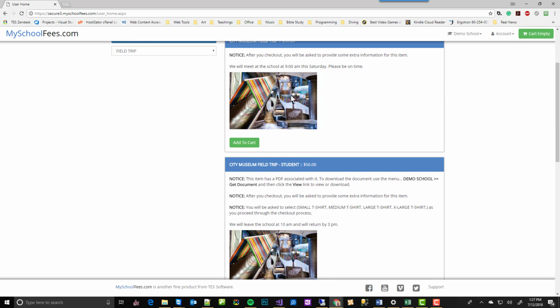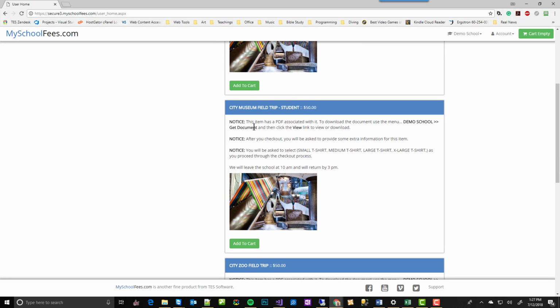I made this one in the past. Don't be confused by this. This is the one we created. Notice that it lets the person know there's a PDF, a fillable form they're going to fill out, that there's some extra information that will be asked, and that they'll need to define what kind of t-shirt. It also lets them know the extra information that we defined for the fee. So we'll go ahead and add that to cart.